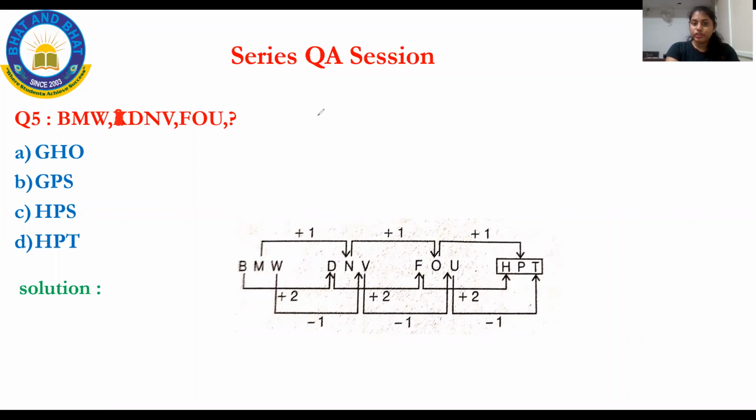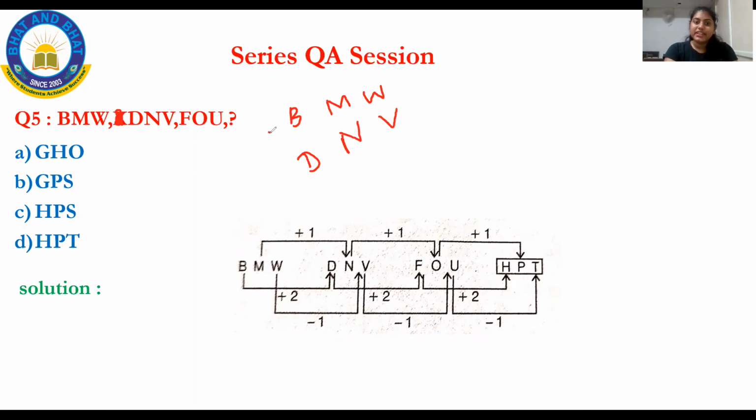If you don't know how to do it like this, no need to worry. What you have to do is look at the letters: B M W. BMW, not the car. The next word, what is that? D N V.